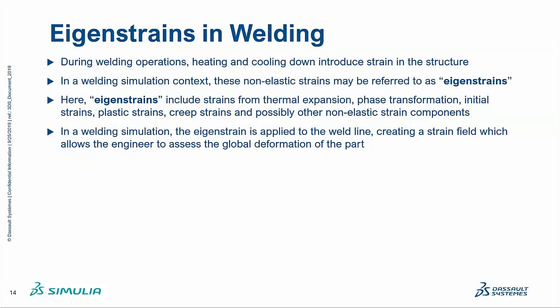But probably the most clear and present example would be eigenstrains in welding, because during a welding operation, the heating and cooling introduces very large strains into the structure. If we're talking in a welding simulation context, then these non-elastic strains can be referred to as eigenstrains. In this case, the eigenstrains include strains both from the thermal expansion, the phase transformation, initial strains, plastic strains, creep, and other non-elastic strain components. So you have a very complex situation overall.